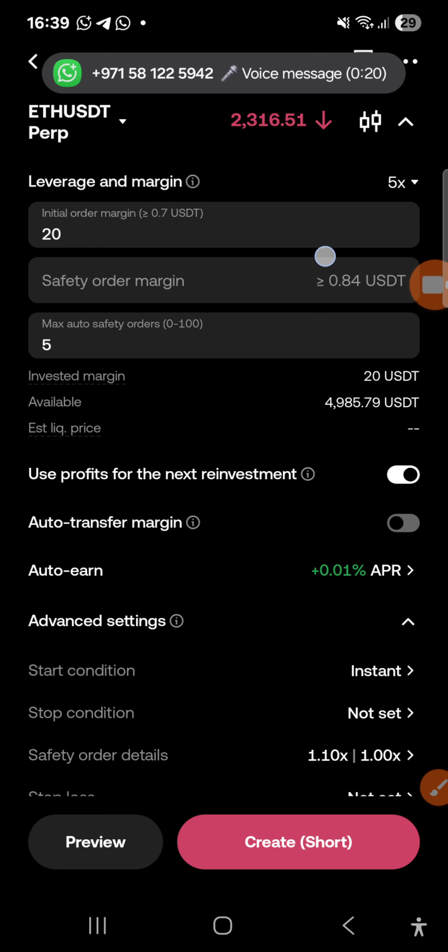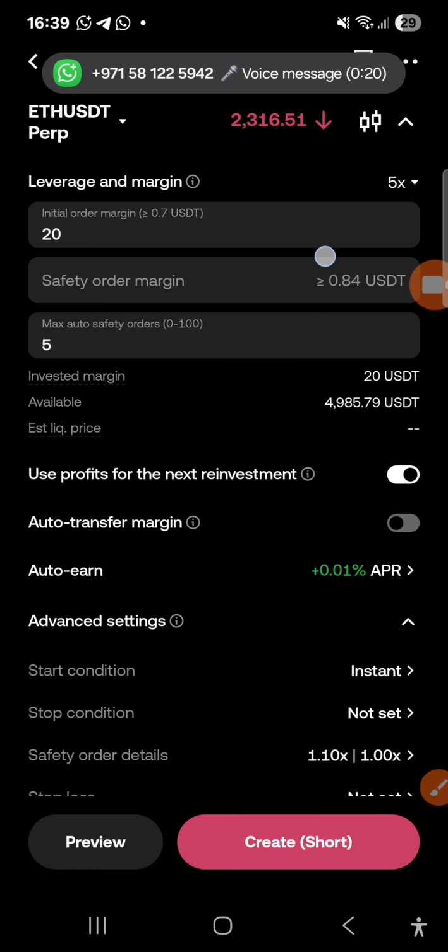Okay, now you see the word instant, you see not set, you see safety orders. Now let's complete these ones and we call it a time. Now let me click here on the word instant. You have to click it there when you're setting the bot. Instant, I have clicked in it. Now instant means market price. You want the market to start immediately at that price at the time you have set.